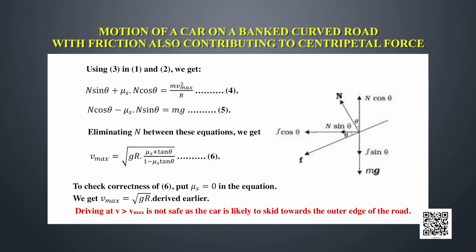This equation gives the maximum safe speed. In order to check the correctness of this equation, let us put mu s equal to 0. That is, we eliminate the role of the force of friction in centripetal force. This leads us to v maximum equal to root of rg tan theta, a relation which we derived earlier without contribution of the frictional force. Driving at speeds v exceeding v maximum is not safe, as the car is likely to skid towards the outer edge of the road and may overturn.